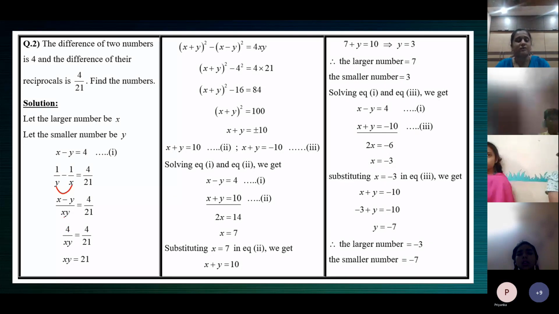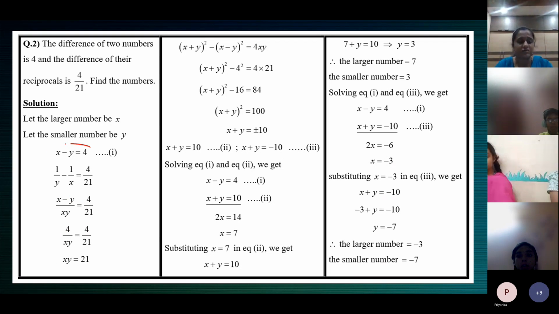With y and x, the common denominator is xy. So in the numerator, you will get x minus y. The value of x minus y is 4, so instead of x minus y, use 4. So you'll get 4 by xy is equal to 4 by 21. You can cancel 4. And when you cross multiply, this is 1 here, there's 1 here, so xy is equal to 21.